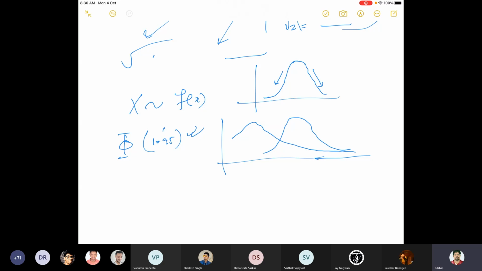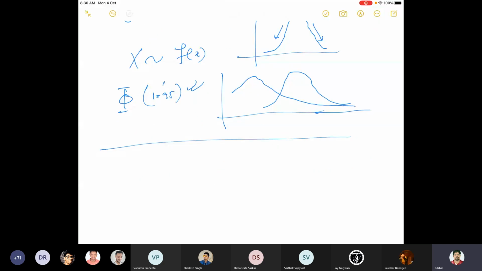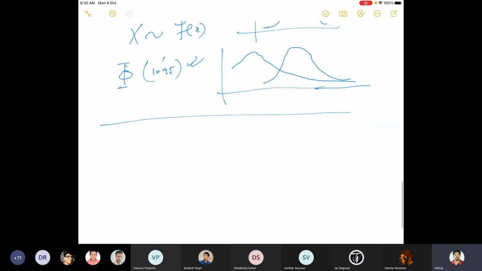Okay, if there are no more questions, let me just recall what we started discussing last week: a pair of random variables, which we called the bivariate distribution. Bivariate, there are two variables. Earlier we were doing univariate, meaning only one random variable. Here there is a pair of random variables, x and y.